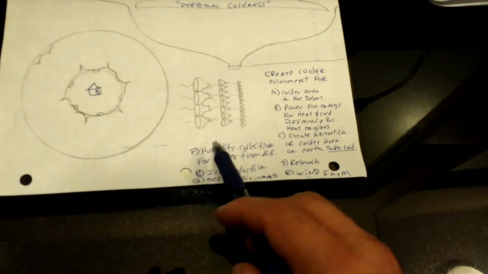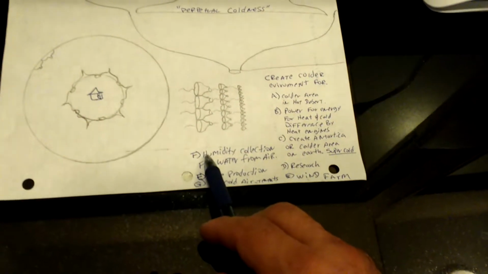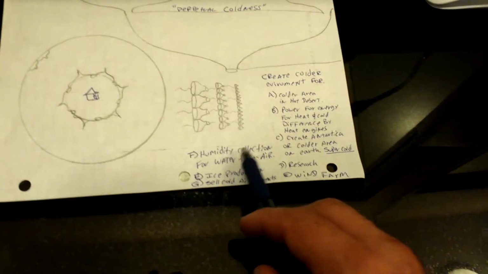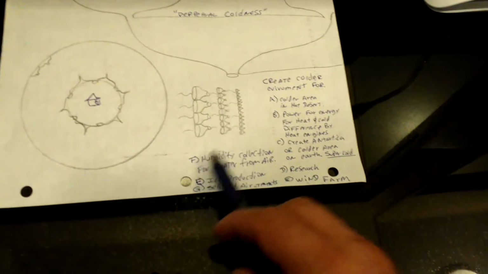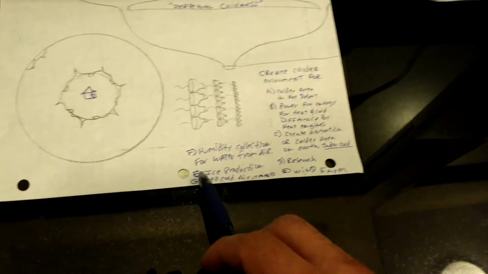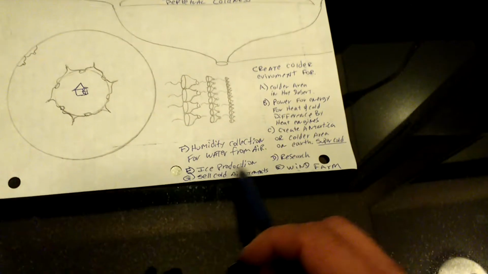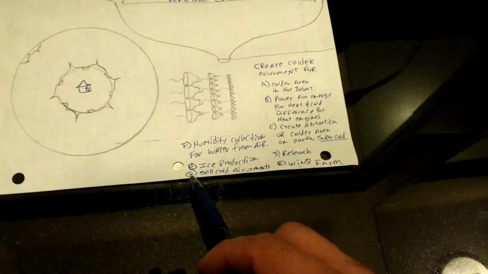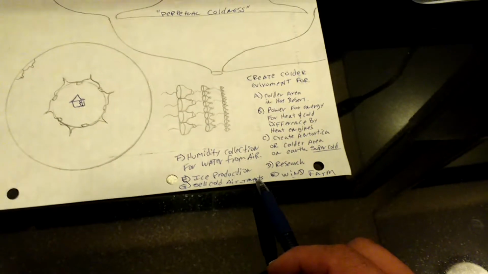Anybody who knows about how that system works, it's easy. Once you have cold air with warm temperatures, the shock difference creates humidity, which is water from the air. And then we got E, which I already mentioned, ice production, and which I also mentioned is G, sell cold air to tenants or homes, and so on.